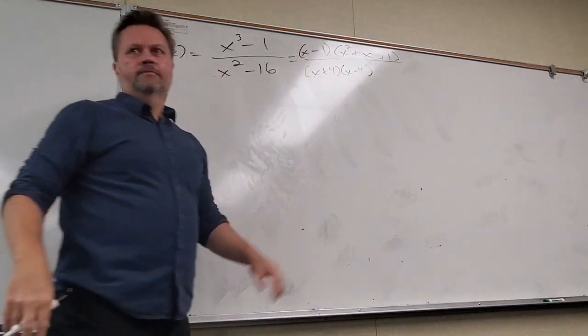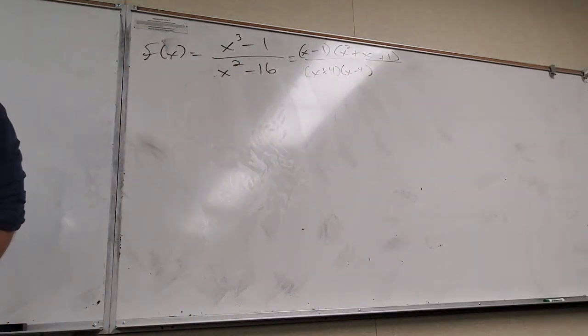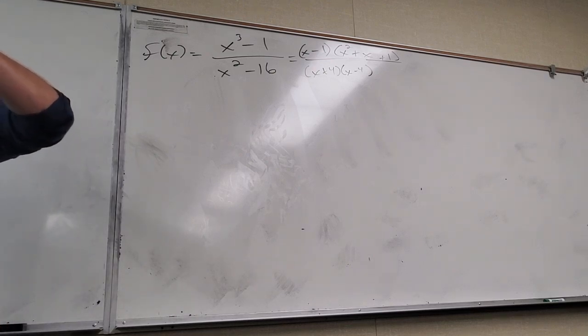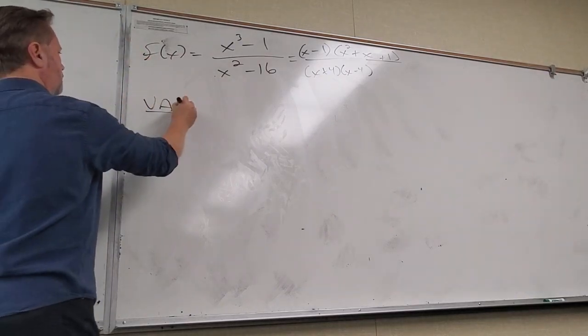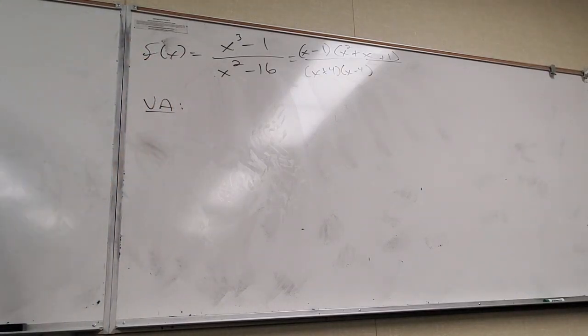Okay, let me stop for a minute. And it only makes sense to factor because where do vertical asymptotes come from? Let's find those first. The vertical asymptotes. Where do they come from? Why do the vertical asymptotes come from the bottom?